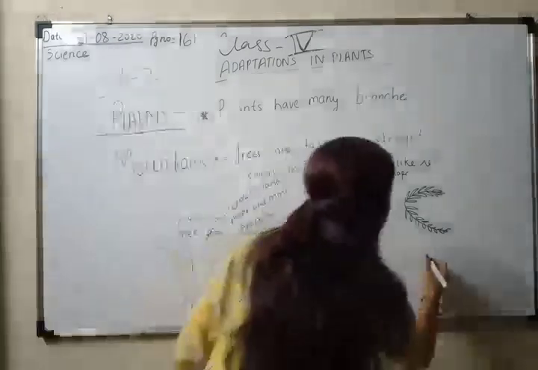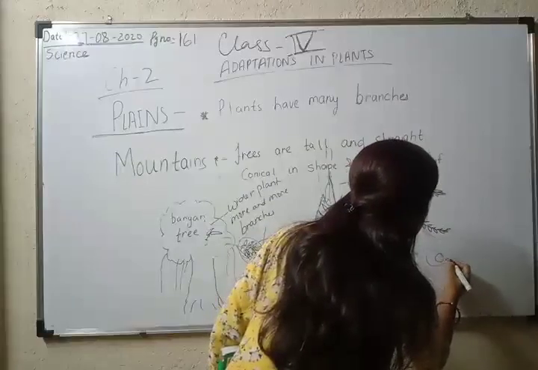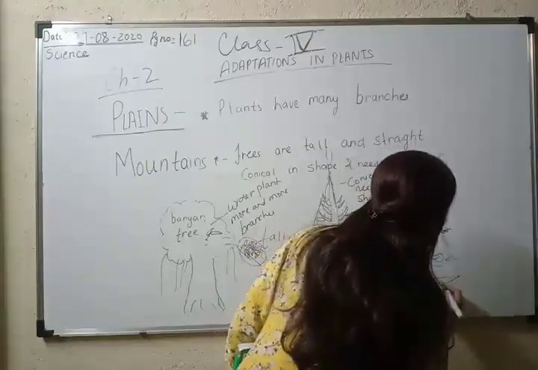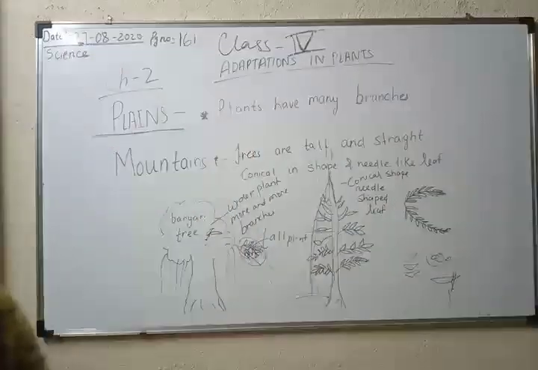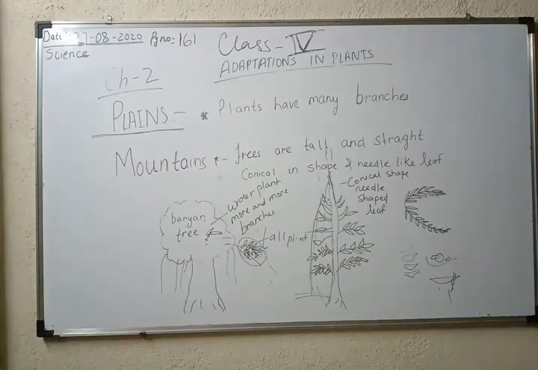ऐसा leaf रहेगा, broader leaf रहेगा, तो इस पे definitely snow जमा हो जाएगा. But if the leaf is like this, what happens? Snow will fall down. So they grow in a conical shape and have needle-like leaves. This helps the snow to slip down easily. They bear cones instead of flowers. Examples are pine, fir, deodar, etc.